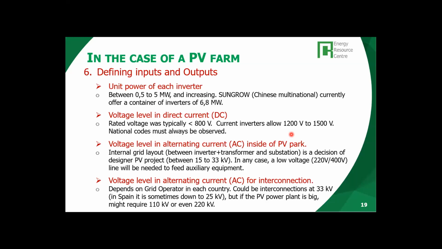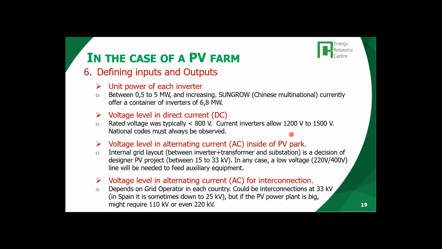Working at these voltage levels is convenient because we can reduce cost and reduce losses, even for relatively longer distances for our DC conductors between the PV panels and the inverters. And in any case, the national codes and electricity regulations always must be observed.